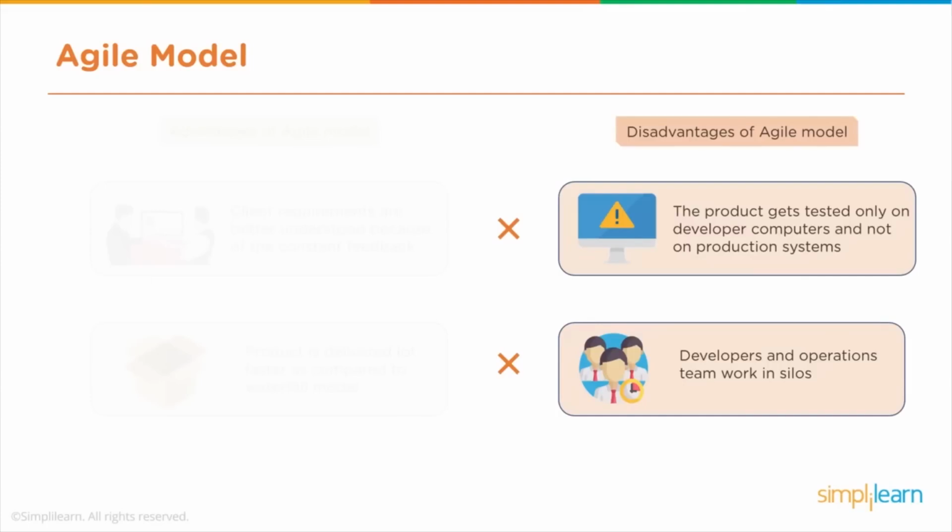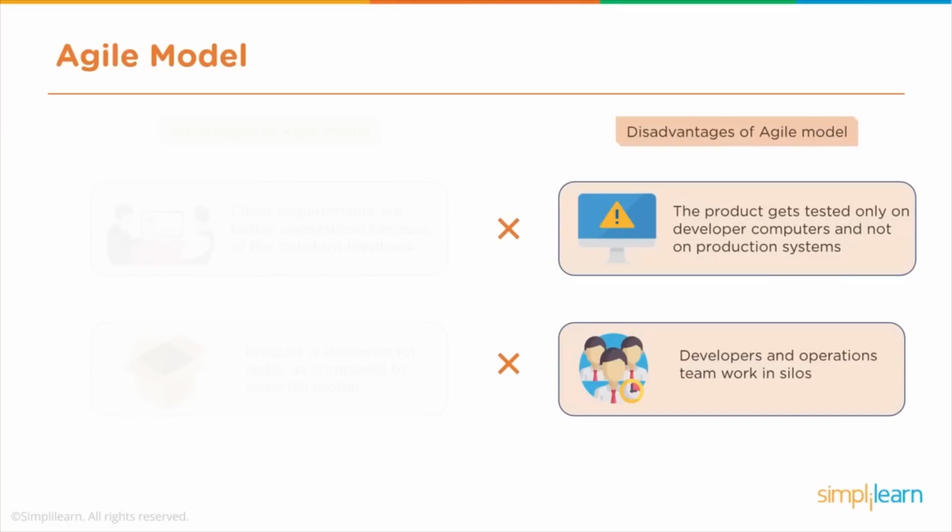However, there are also some distinct disadvantages. The product itself really doesn't get tested in a production environment. It's only being tested on the developer computers. And it's really hard when you're actually running Agile for the sprint team to actually build out a solution easily and effectively on their computers to mimic the production environment. And the developers and the operations team are running in separate silos.